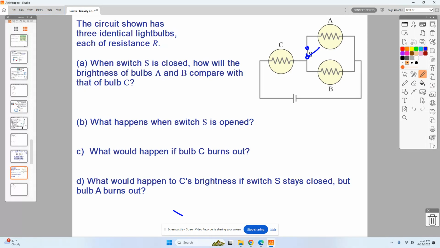Just turn and talk. What do you think happens? A will be off, and then B would get brighter, right? Because the flow of the electrons isn't cut in half anymore. C would be equal in series, so there's a draw. So the voltage would draw, which would make the brightness less than C, but it's greater than before.